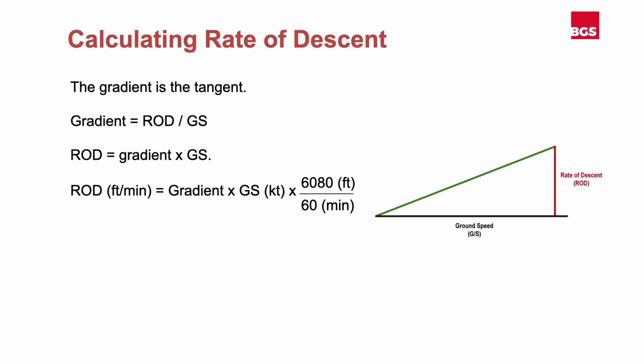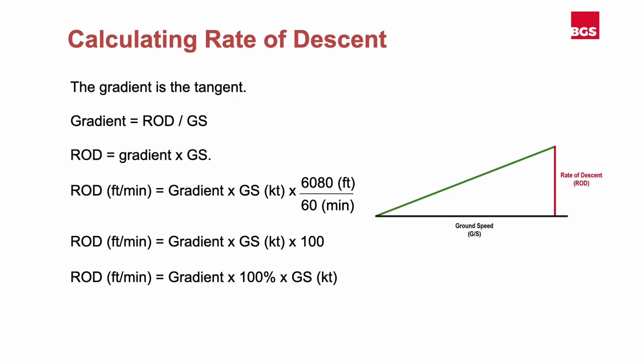So the 6080 divided by the 60 is approximately 100. So we could say that, and that's very convenient for us because earlier I said we normally express the gradient as a percentage. So I could rearrange it just a little bit more to say that the rate of descent is equal to the gradient times 100%, so times the ground speed in knots. That's making it very easy now.